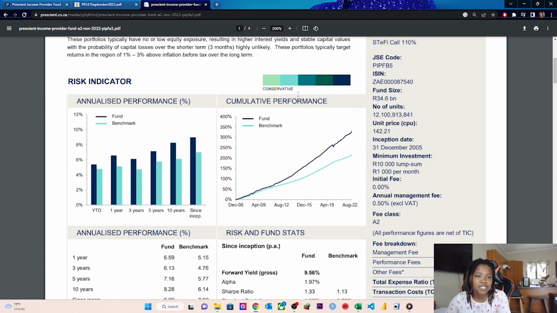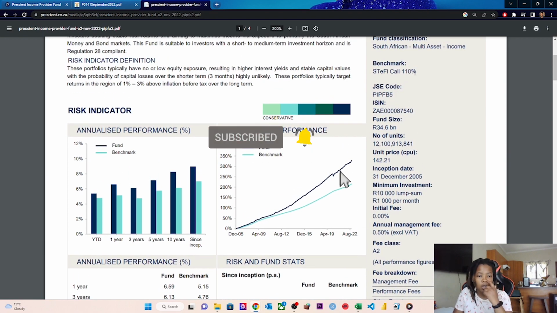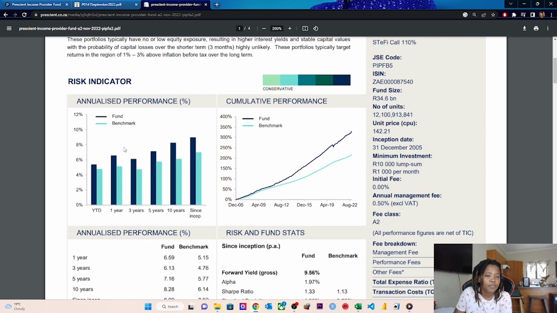Okay, so risk indicator, like I said, they're in the conservative portion of things. So you're not going to make millions, but at the same time, your capital is still going to be there, right? So year to date, relative to the benchmark, remember we said the benchmark was the STeFI Composite at 1.1, or 1.1 times STeFI Composite. So year to date, it's been outperforming the benchmark. So same thing on the 1 year, 3 year, 5 year, 10 years, since inception. So it's basically saying you're making more money out of investing in this fund relative to if you were to just go and buy the ETF, which is the STeFI Composite 1.1, right?